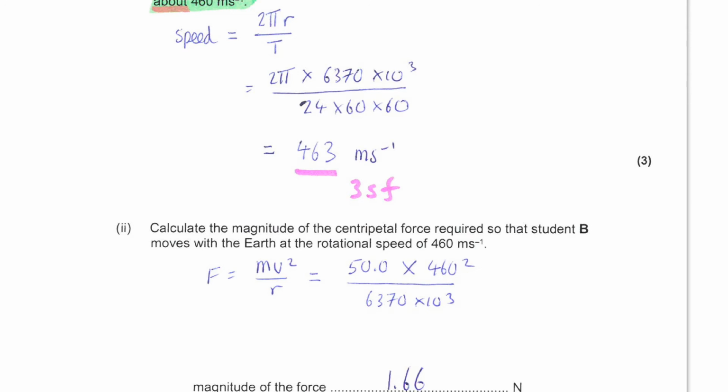Next, you're asked to calculate the centripetal force, so again relying on circular motion theory and considering the person at B, we have their mass, we have their speed squared, and we have the radius of the Earth. You could use the answer to 3 significant figures here if you wished. The final answer then is 1.66 newtons, and the mark scheme also allowed that to 2 significant figures.